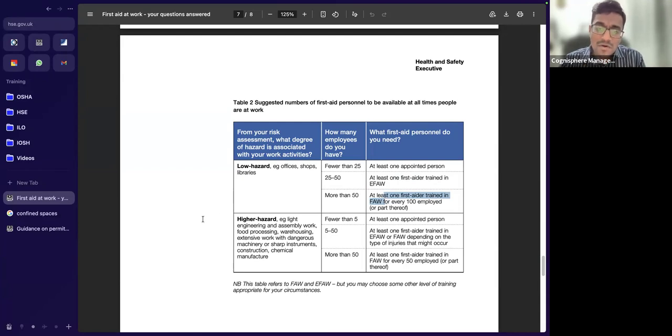Likewise, for a higher hazard workplace, like in our scenario, which is a warehousing, where there are fewer than five, then you need to have one appointed person. But for a low hazard, it is less than 25. Again, for a warehousing, if you have 5 to 50 staff, then you should have one first aider trained in EFAW or FAW.